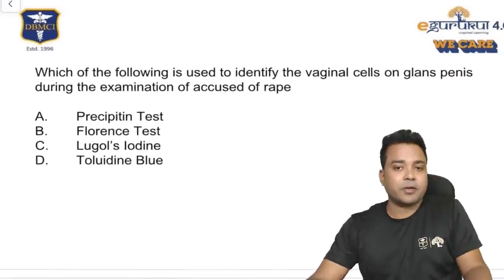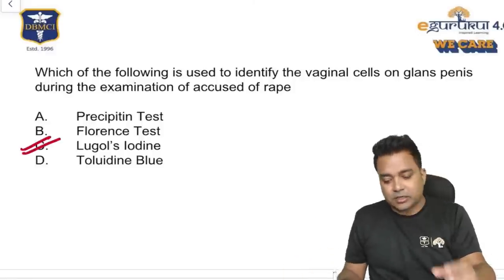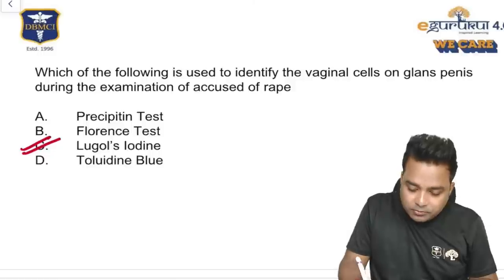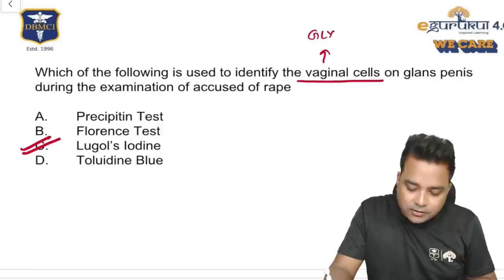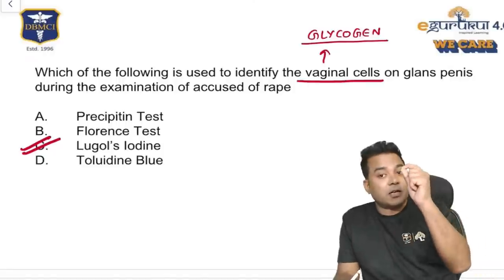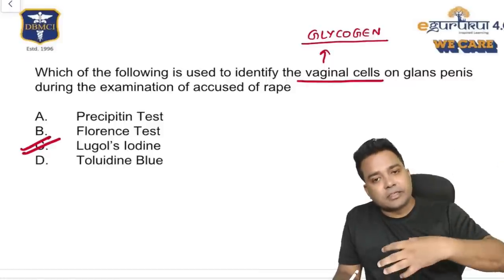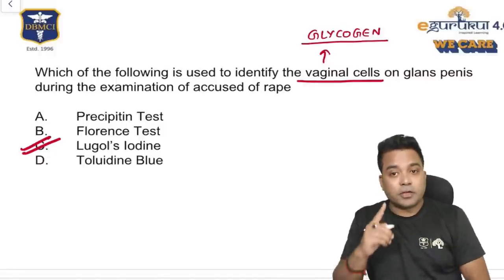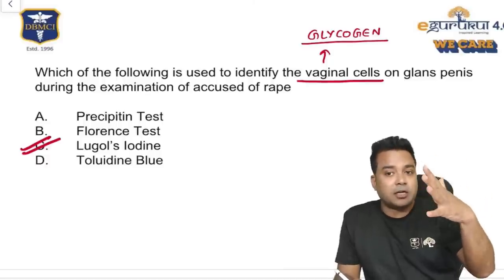Which of the following is used to identify the vaginal cells on the glans penis during the examination of the accused of rape? This you all know. This is Lugol's iodine test. If I take swab samples from the penile shaft of the accused, and in the swabs female vaginal epithelial cells are there, they are rich in glycogen, and if I react this swab with Lugol's iodine, I will get a brown color change and I will say the test is positive. But if the accused has used a condom, what will I detect over the penile shaft of the accused? Lubricant material.